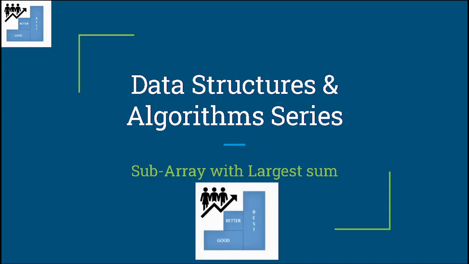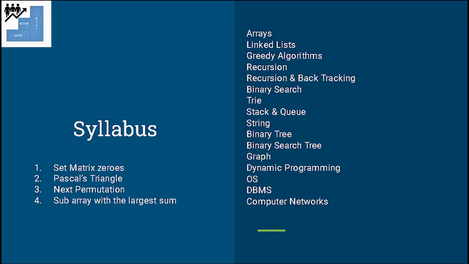And today we are into the fourth question for data structures and algorithms. So today the question would be on finding the subarray with the largest sum. Let's quickly revise what we have done in the series so far.